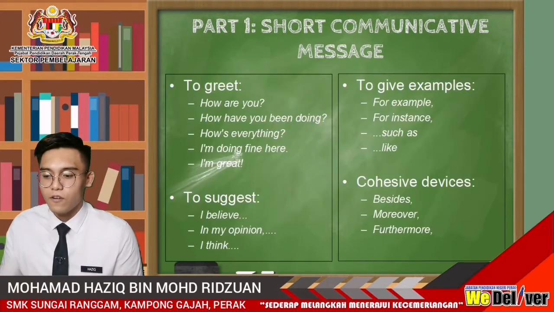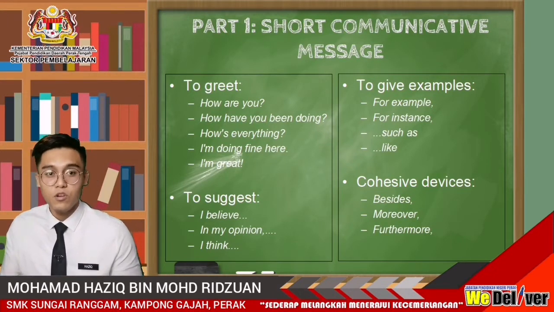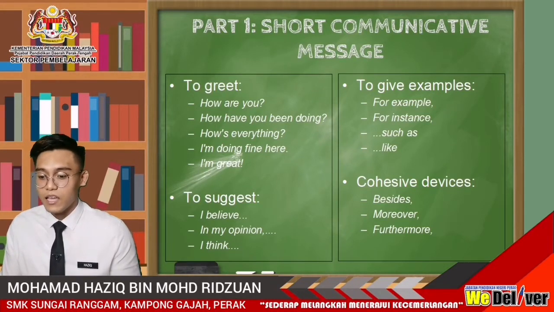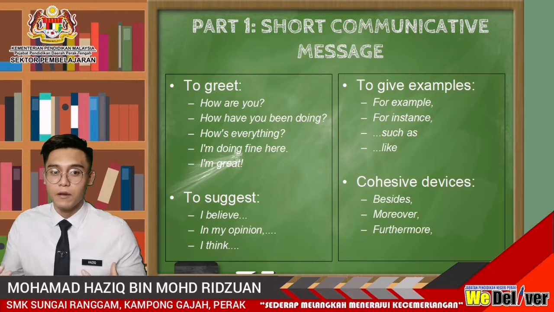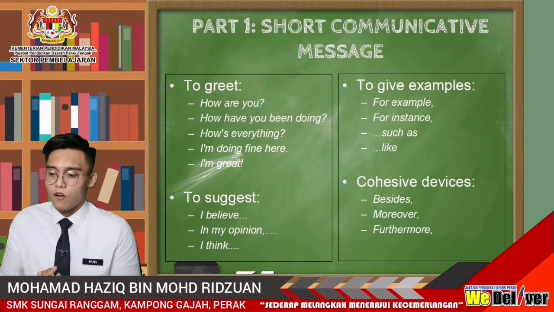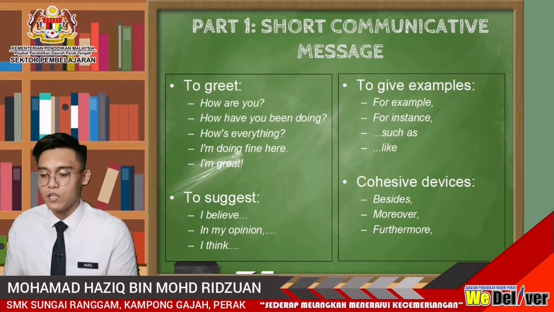So when you want to write for this part, okay, you have a few pointers to help you begin your essay. To greet, you can use how are you, how have you been doing, how's everything, okay? Or you can just start with I'm doing fine here if the person already asked you about your condition or well-being, right? To suggest, you can use I believe, in my opinion, I think, okay? For examples, maybe you can use for instance, for example, such as, okay? And some cohesive devices, please include some cohesive devices. I've given you several examples over here: besides, moreover, furthermore, or other devices that you know.